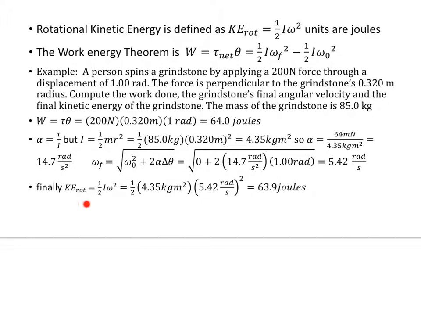Now, we want to find out the rotational kinetic energy. So that's 1/2 Iω squared. 1/2 I we computed up here. ω, the final angular velocity, we computed here. Square it. That comes out to be 63.9 joules. Okay, so notice that the work done here, which was 64 joules, is equal to the change in rotational kinetic energy. This came out to be 63.9 just due to rounding errors as we went through all the computations. But this number and this number are the same.